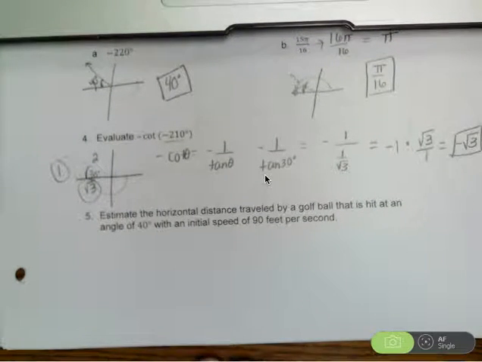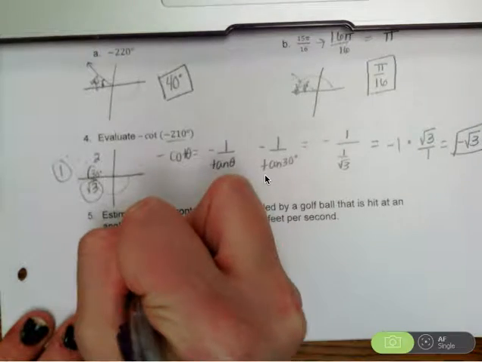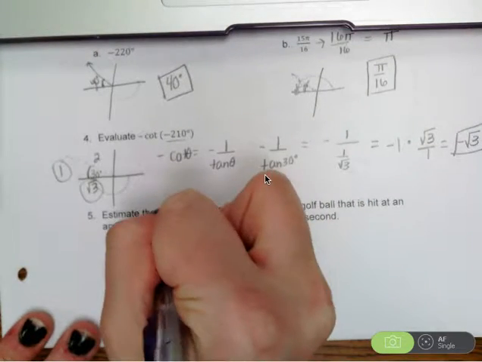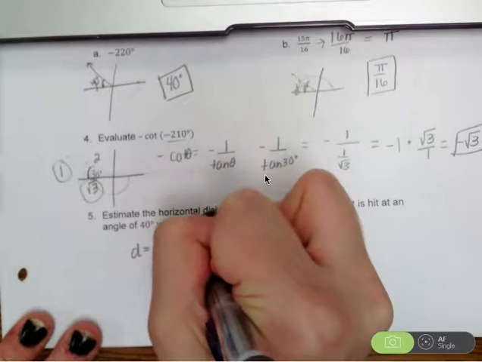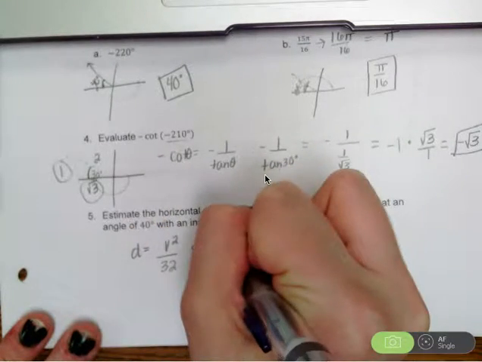All right, last one here. Estimate the horizontal distance traveled by a golf ball that is hit at an angle of 40 degrees with an initial speed of 90 feet per second. So I gave you this in class. The distance something travels is the velocity squared over 32 times the sine of 2 theta.